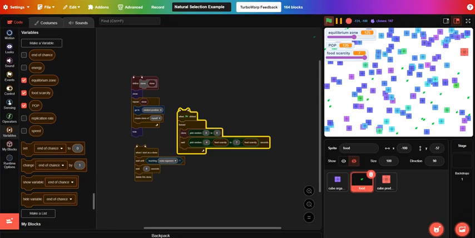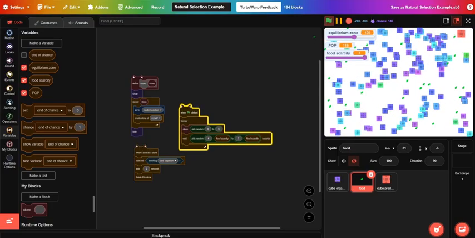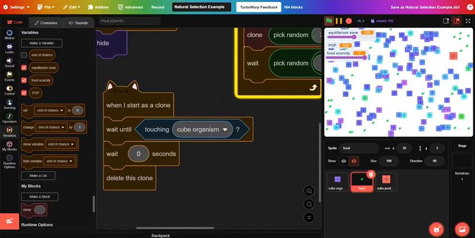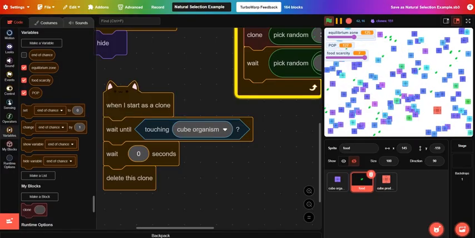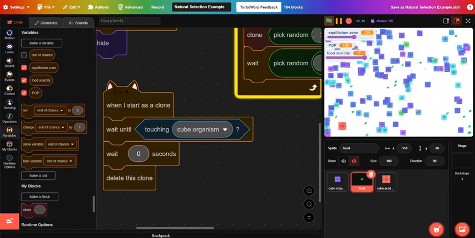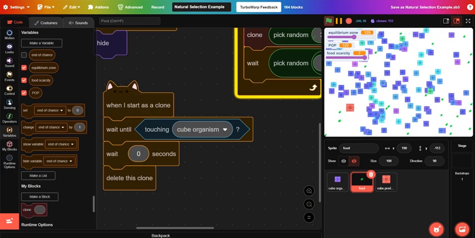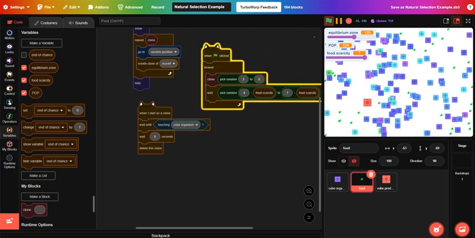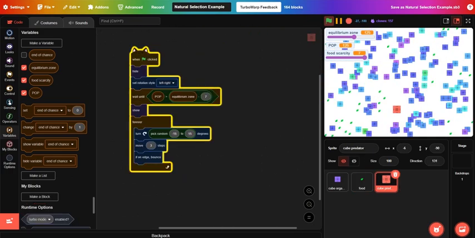And there's a simple food particle that just waits until they touch a cube organism and then waits a second so the cube organism gains energy and then deletes. It's really simple. So, yeah. And there's the cube predator. This is the most simple one.